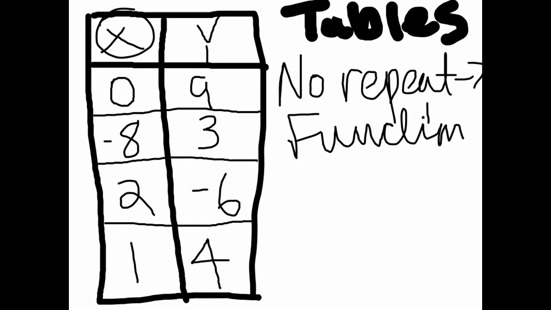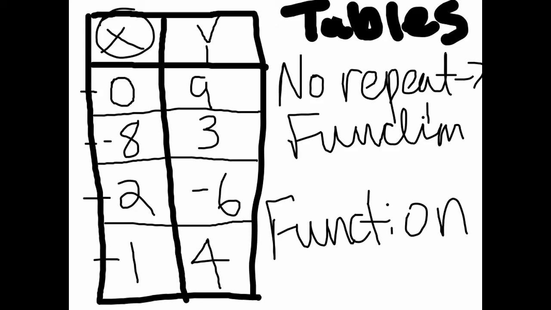So all I have to do is go through and look at my x values. Looks like none of them repeat, that means this table is a function. Again, I'm not interested yet in the slope or figuring out if the table is linear. I just want to figure out, is the table a function?